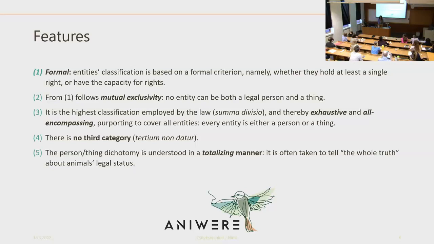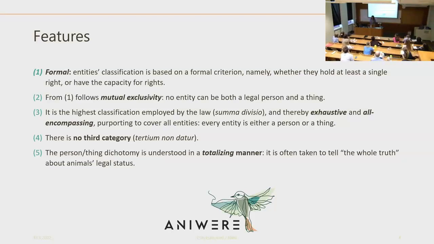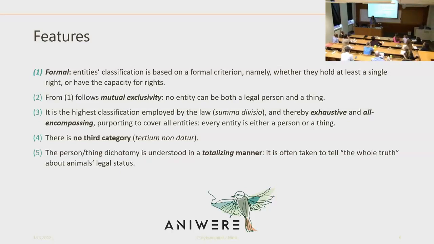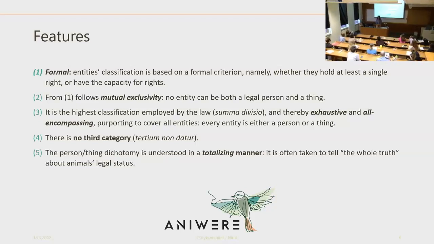This may be familiar to some of you, but I've just been reflecting on it recently. First of all, it's a formal criterion for determining personhood or thinghood. Whether you hold even a single right or a single duty, or have the capacity for rights, means that you're a person, and thereby you're immediately transformed from a thing into a person. Then by necessity, there's mutual exclusivity. You can't be both a legal person and a thing, because if you have even a single right, you're a person, and by definition not a thing. Again, I don't agree with any of this. I'm just saying how people have traditionally understood it.